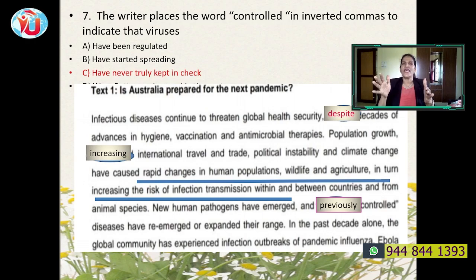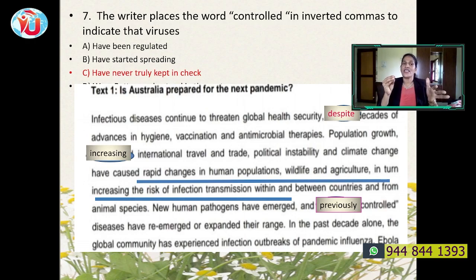So what do they say? The writer places the word 'controlled' in inverted commas to indicate that viruses have been regulated. No, they don't talk about regulation of viruses here. Have started spreading? No, they don't say they have started spreading. They are saying that they have emerged and are expanding.